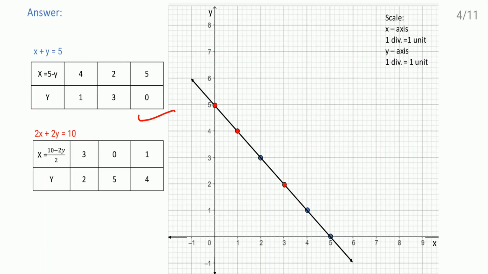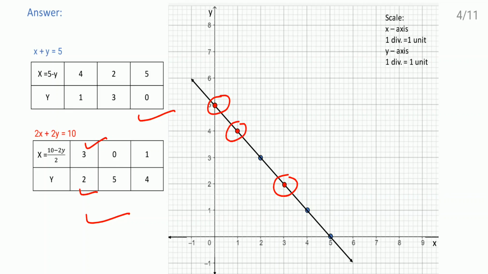First one already we have done. Second one you see. Now here if you take y equal to 2, I get x equal to 3. See the red points here. Okay. So 3, 2. This point comes here. Then 0, 5. This point comes here. And 1, 4. This point comes here. Right.